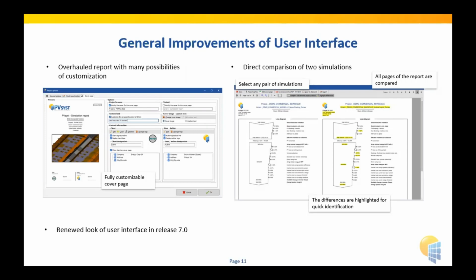6. And we added the possibility to make a direct comparison of two simulations. So you select a pair of simulations. PVSyst will put the two reports with all their pages next to each other and highlight the differences you find. And this is very convenient. If you make a small modification and want to see the impact on the result, you just push these two results and you have the differences highlighted there.